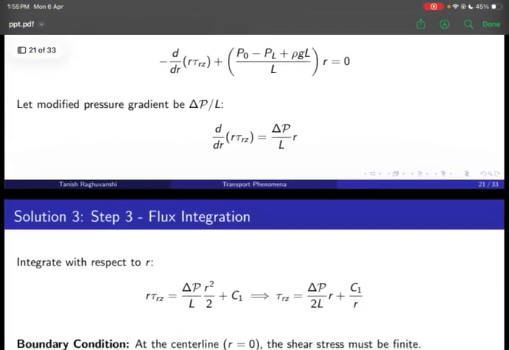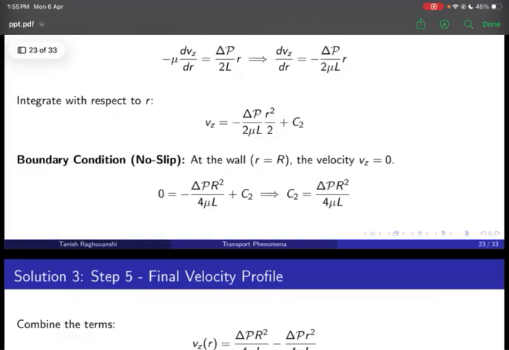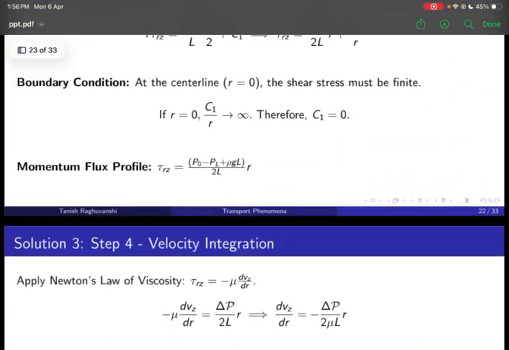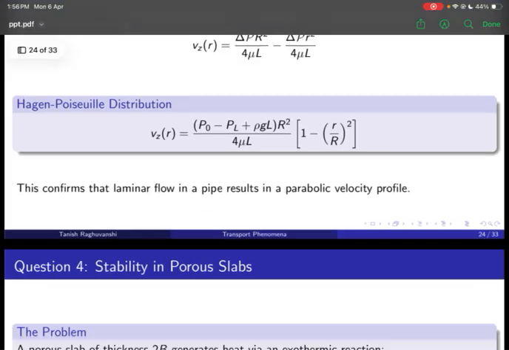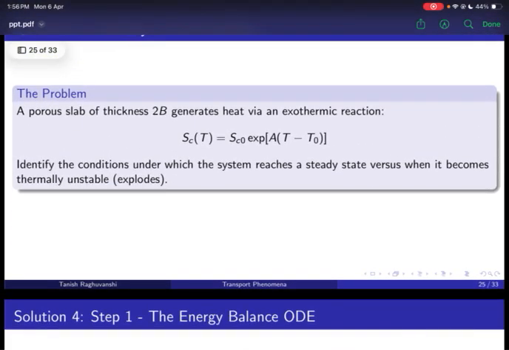So here we have derived the flux profile as well as the velocity profile. If we can derive the flux profile, then it's quite easy to go from flux to velocity profile. Now, this is the fourth and last question.